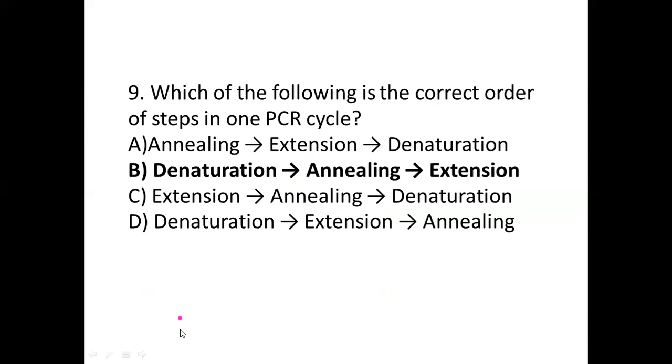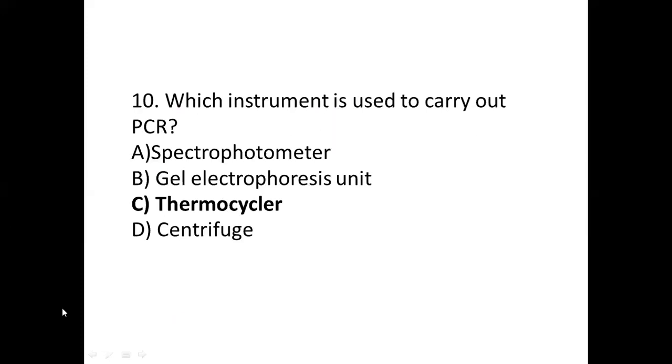Next question. Which of the following is the correct order of steps in one PCR cycle? The correct order will be denaturation, annealing, and extension. So the correct option will be option B. This is the correct order for the PCR cycle. Coming to the next question. Which instrument is used to carry out PCR? Thermocycler. In the previous video, if you remember, I showed the picture of this thermocycler also. It is the equipment used for the PCR technique.